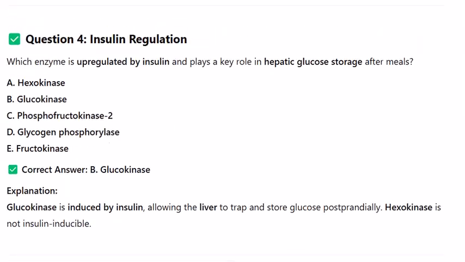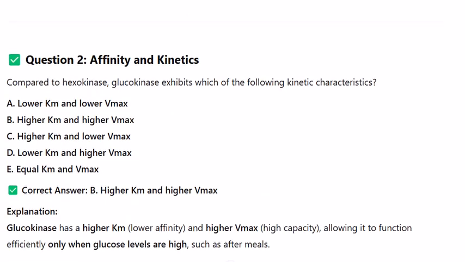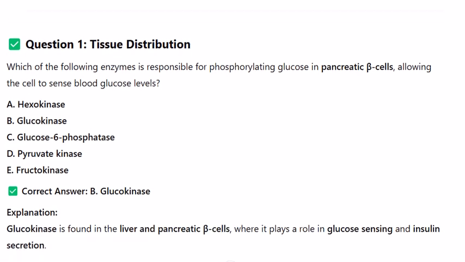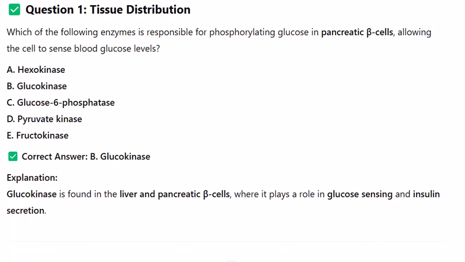Great topic, Ramon. Here are 6 USMLE-style high-yield questions focused on hexokinase versus glucokinase, including their kinetics, tissue distribution, regulation, and clinical relevance, e.g. MODY, gestational diabetes.